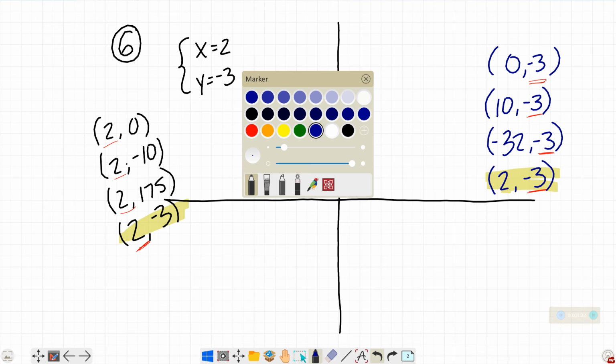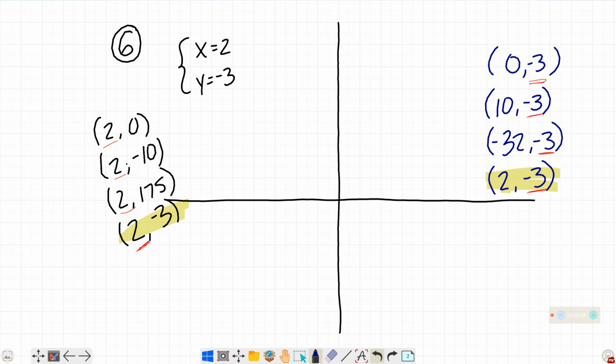Now it says not to graph it, which you don't have to graph it in order to be able to figure this out. But if you were to graph it, just as a way to check, we want x's that are equal to 2. So there's going to be an x that's 2, and x equals a constant is going to be a vertical line.